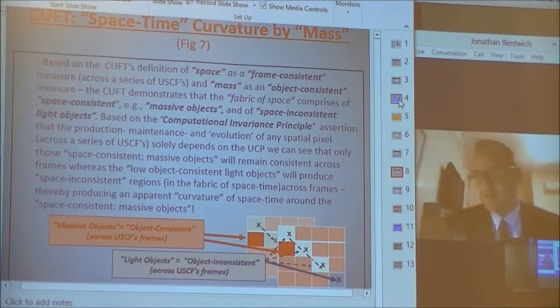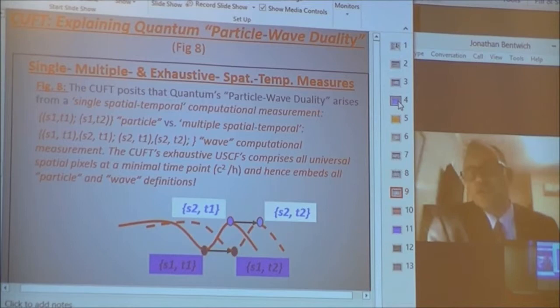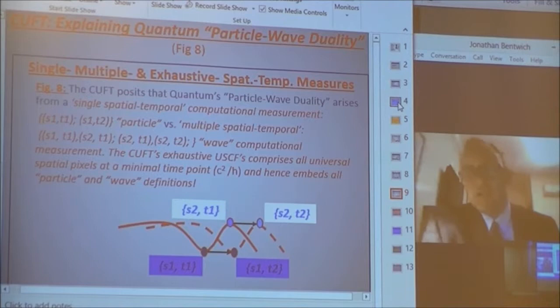Okay, now there's a whole thing about the particle-wave duality and the computational unified field theory. It's a very interesting point. What is the postulate? That a particle and a wave, there are like three extensions. A particle is a computational measurement of only a single point across those frames. A wave is a measurement or a computation of at least two points across the frames. So we get the movement, or we get the computation of a wave function.